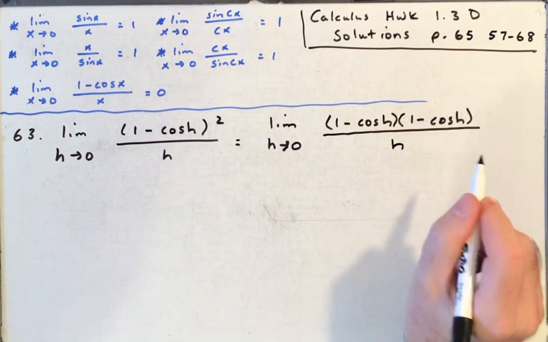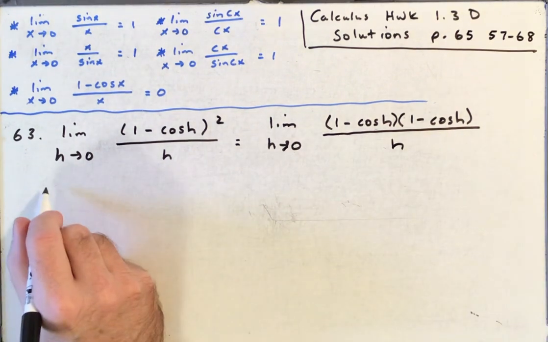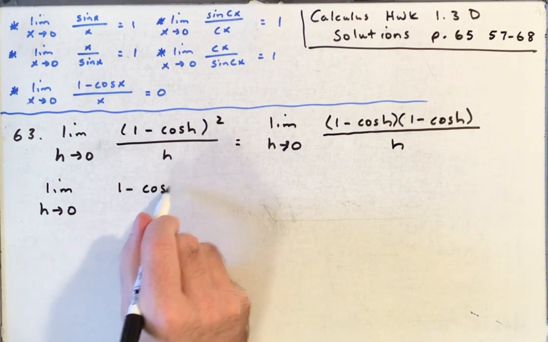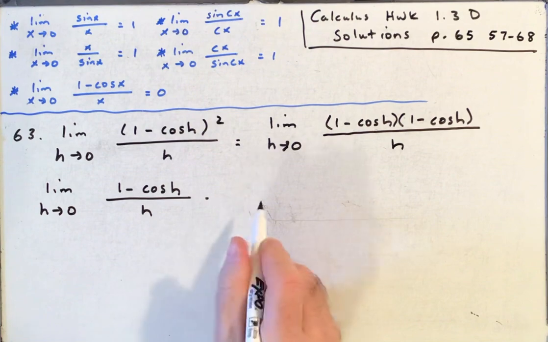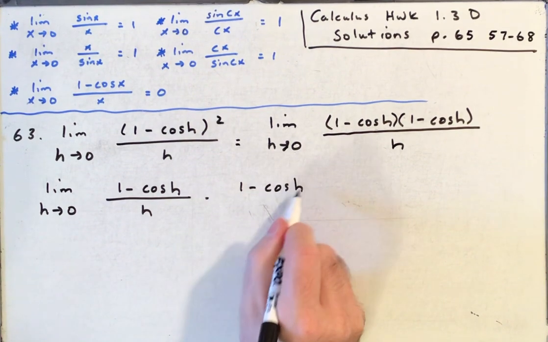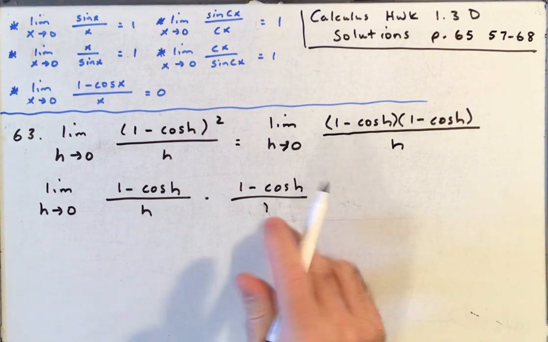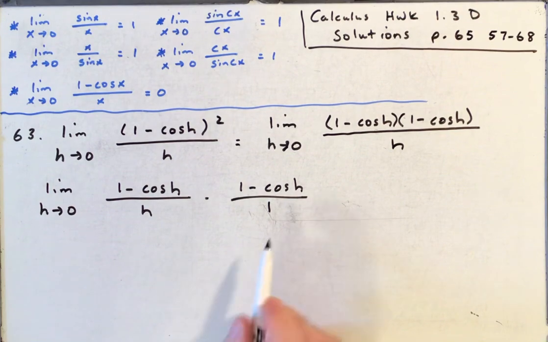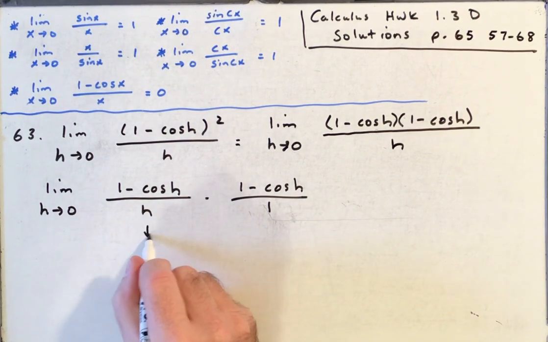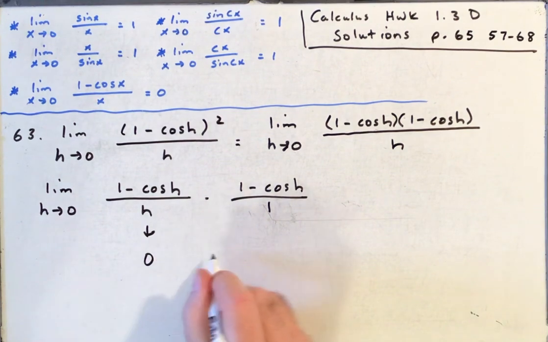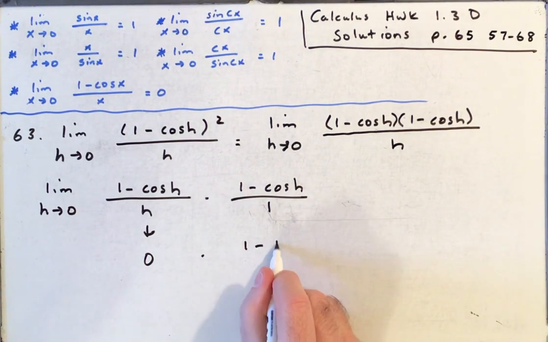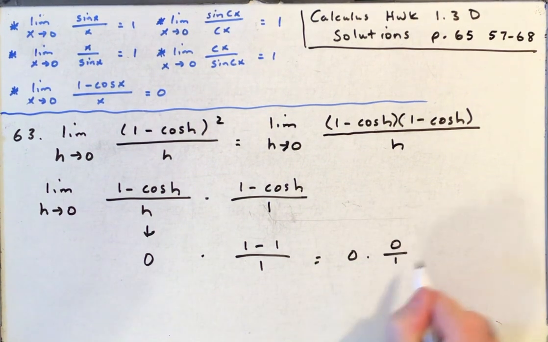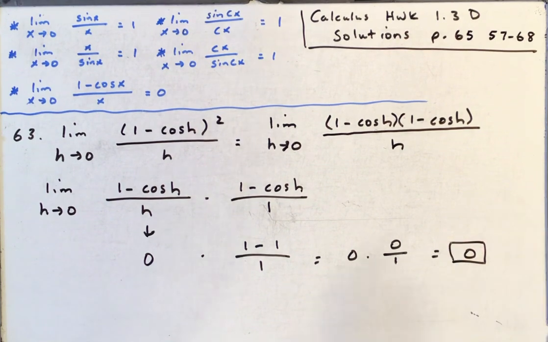Over h. Now I wonder, how about we can rewrite this limit as h approaches 0 of 1 minus cosine h over h times 1 minus cosine h over 1. Now it's not over h again, it's over 1. Remember, if you multiply that out, that gets rid of the 0 in our denominator because we know this is the same as this, so that's 0. And then I'd have 1 minus 1 over 1. So that's 0 times 0 over 1, which is 0. Awesome.